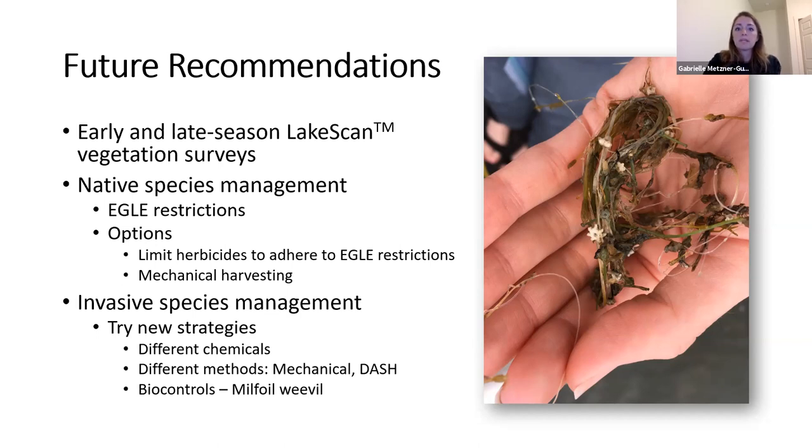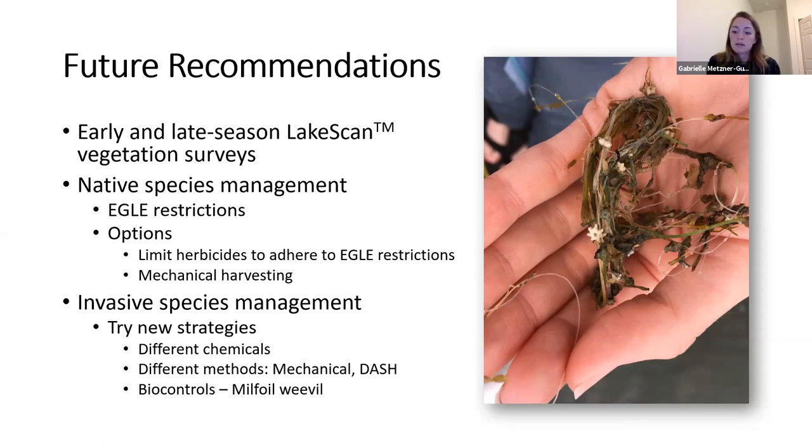And when it comes to invasive species, there is historical information online from 2017, or from previous years, about chemical management for Eurasian water milfoil. But seeing this increase in coverage since the 2016 surveys, we definitely should look at potentially new strategies, maybe different chemicals, different methods, or even biocontrols.